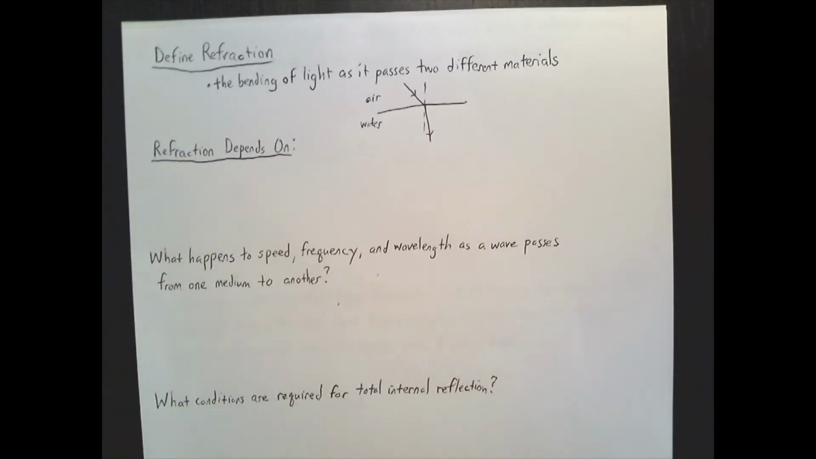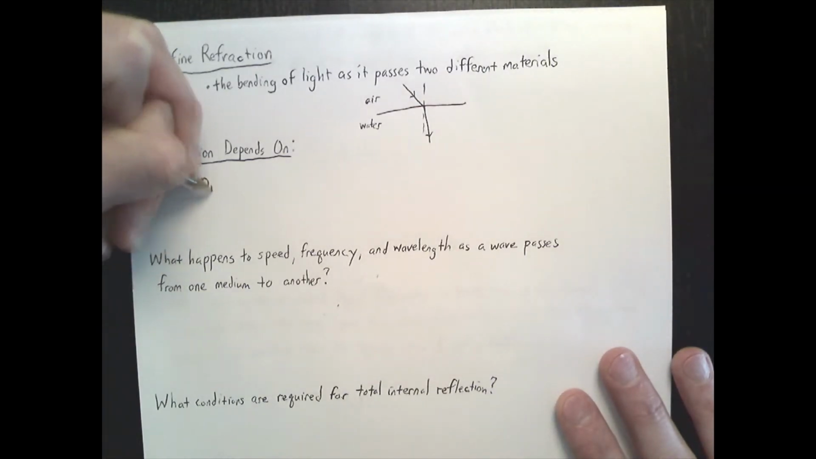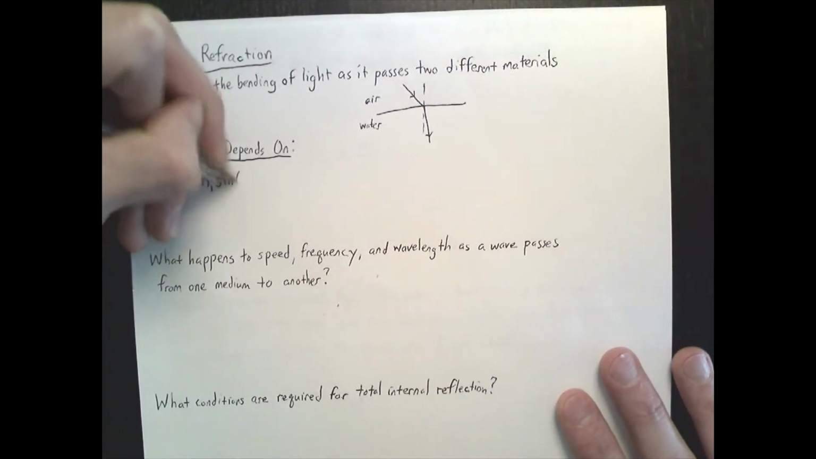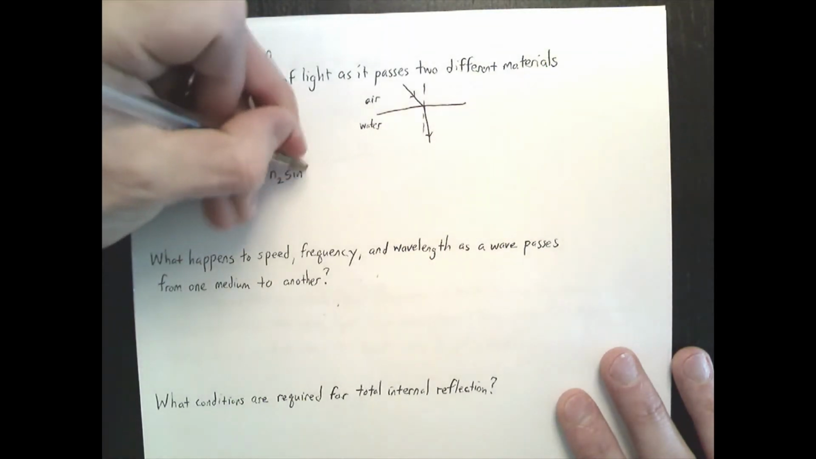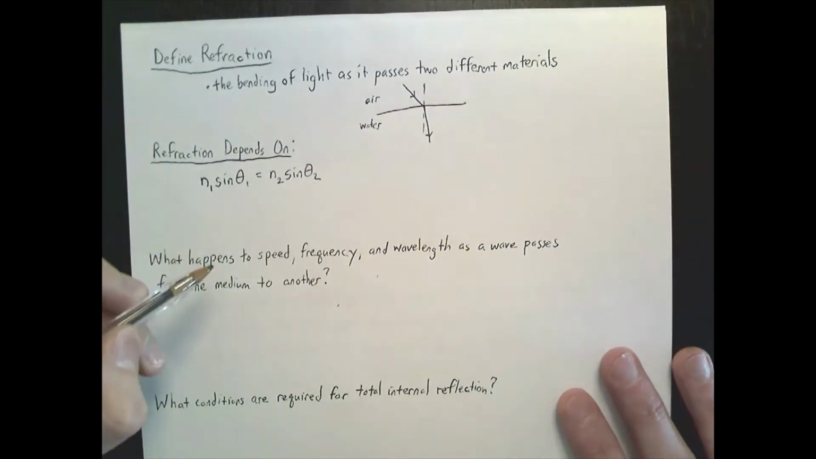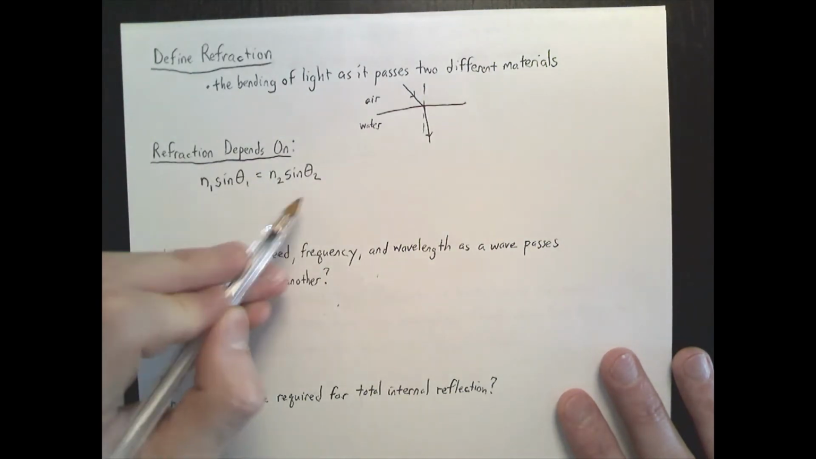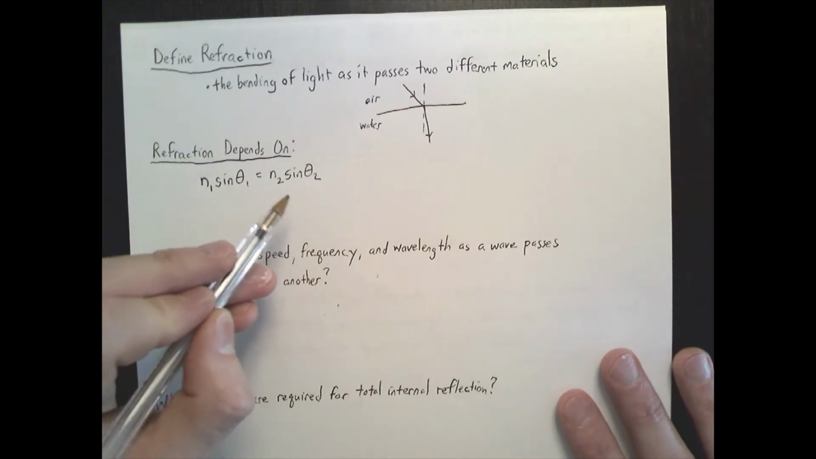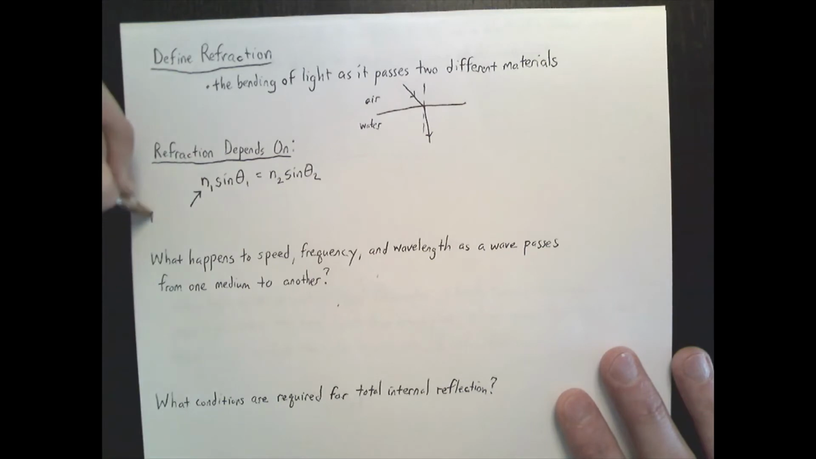What does refraction depend on? Well, we have a special formula known as Snell's law that says n1 sine theta 1 equals n2 sine theta 2. And what we're looking at is the properties of the first material it starts in on the left and the material it ends up in on the right. So what we have is these n's are called the indices of refraction.